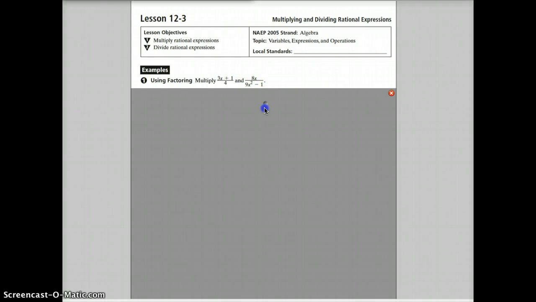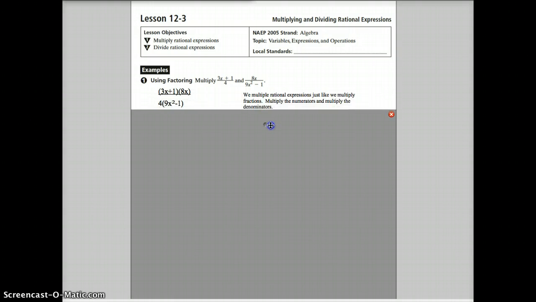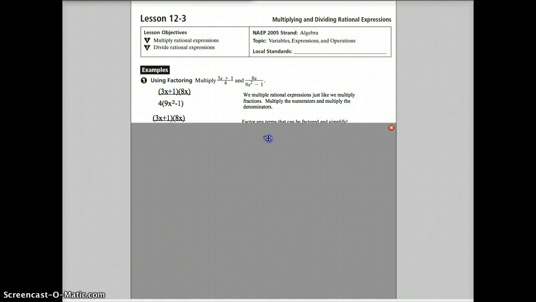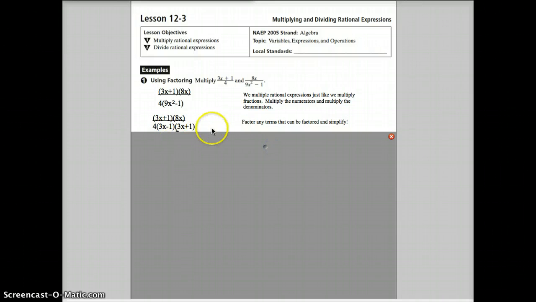So the first thing we're going to do is write this as a multiplication problem. And when we multiply fractions, we multiply our numerators and we multiply our denominators. So all I'm going to do is put both of my numerators in the numerator as factors, and then put my denominators together as factors. And now, instead of actually multiplying or distributing here and combining like terms, I'm going to continue to factor. So I factor my denominator.